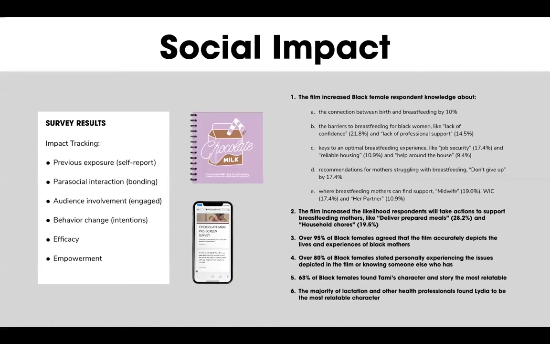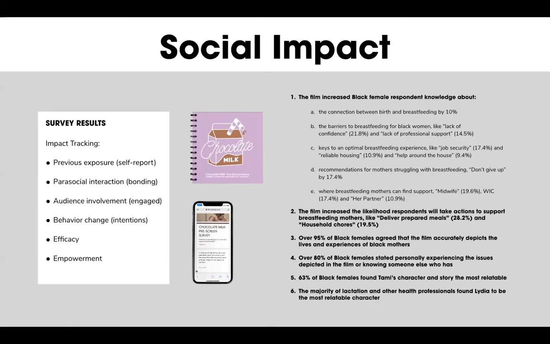So what was the social impact? We were able to get organizations to participate in the screenings, but did the film really have any effect? That's a big question. So we did a survey, and that survey was done on mobile phones that audiences could take out, and they would do a pre-screening survey. And then after they watched the film, there was a post-screening survey. And that helped us gauge changes in people's attitudes and ideas and beliefs about breastfeeding.